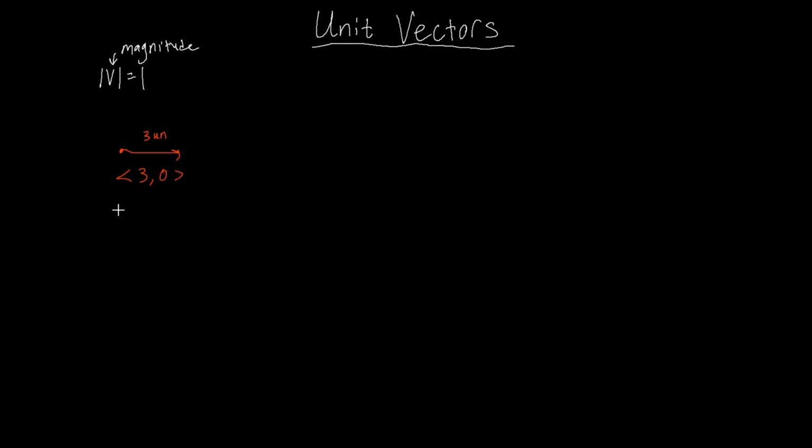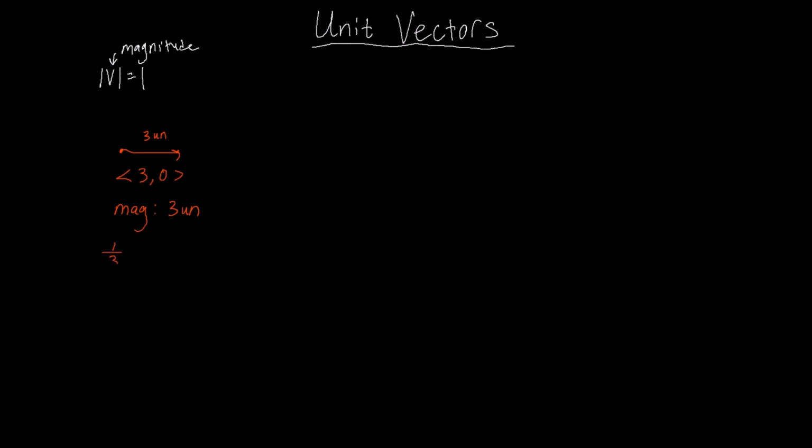So the first thing I need to do is figure out the magnitude of this vector. Well, because it's just pointing to the right 3 units, that makes it really easy. The magnitude of this vector is 3 units. Remember, magnitude is just a fancy word for length. So we're looking at a magnitude of 3 units. So I need to take this vector and scale it down. How much do I need to scale it down? Well, in order to make it 1 unit long, I need to scale it down by a factor of 3.